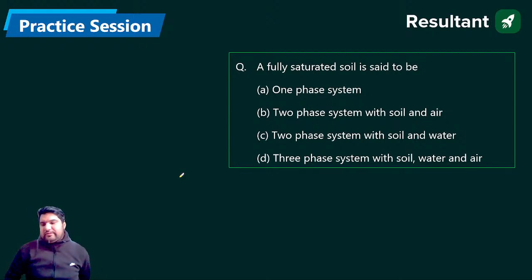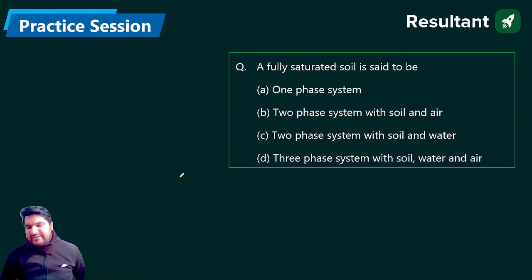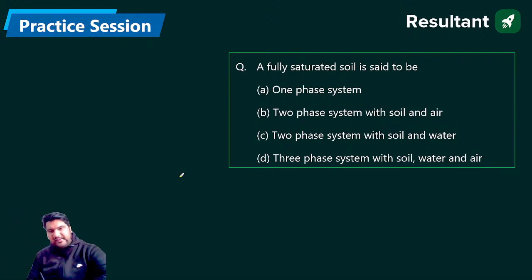Harshita is absolutely correct. Harshita is saying the answer is 3. Okay, the answer is C. Anyone again? A fully saturated soil is said to be... Absolutely correct, sir. For the fully saturated soil, that soil we call as... Okay, C is the answer.